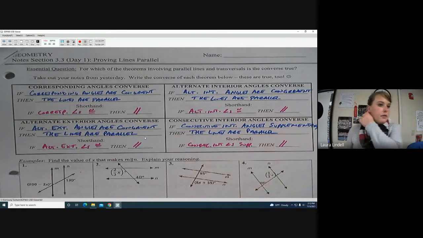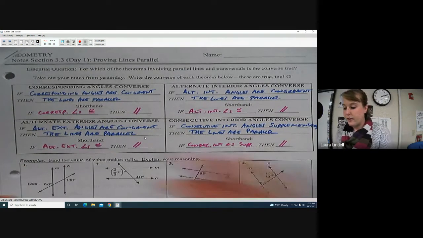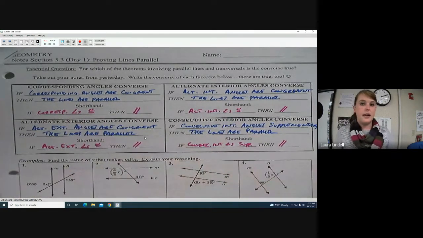Okay, so those are our theorems. Really what we want to be able to do with these is take and notice the angle relationships in the picture and be able to figure out if the lines are parallel, and if so, which of these angle relationships is the reason that the lines are parallel. That's really what we want to be able to do here.